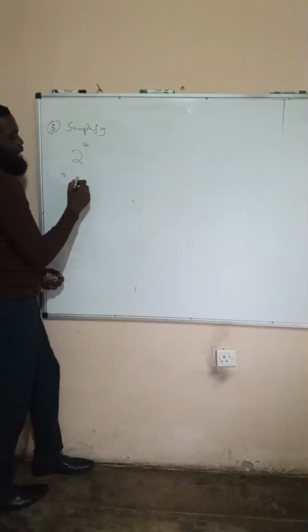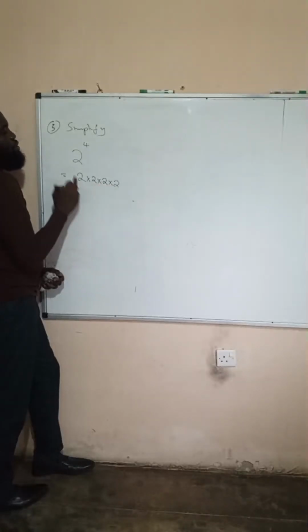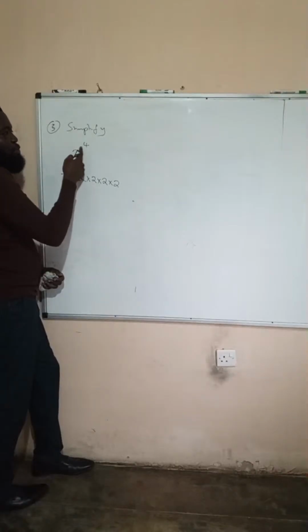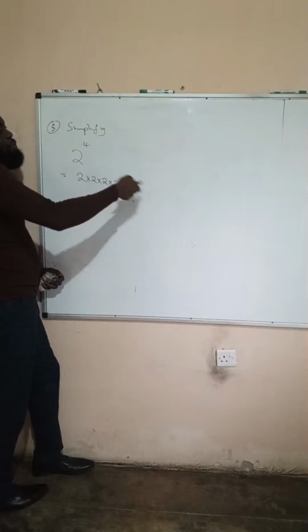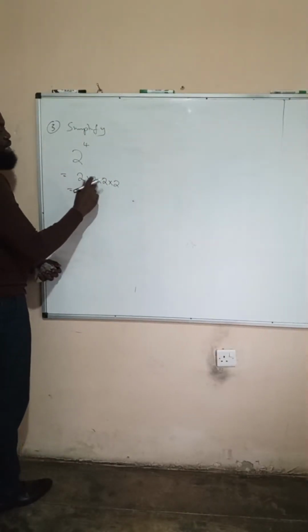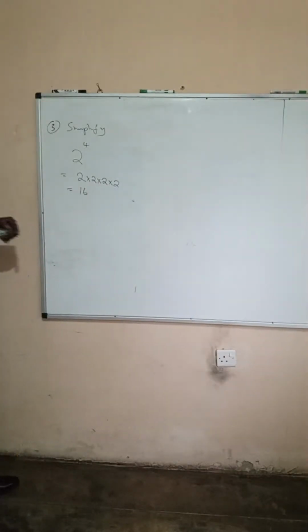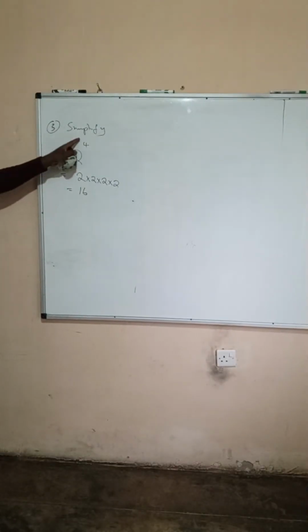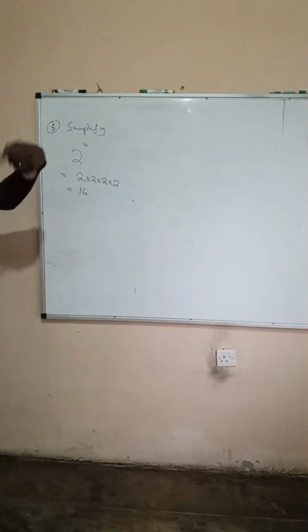You just say 2 times 2 times 2 times 2. 2 to the power 4 does not mean 2 times 4. It means you are multiplying 2 four times by itself, which will give you 2 times 2, 4, times 2, 8, times 2, 16. Please get this. 2 to the power 4 means 2 multiplied 4 times.